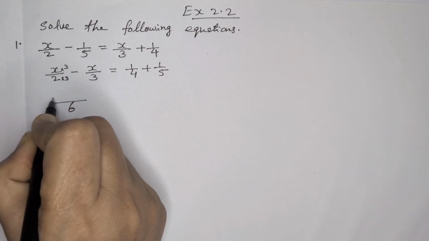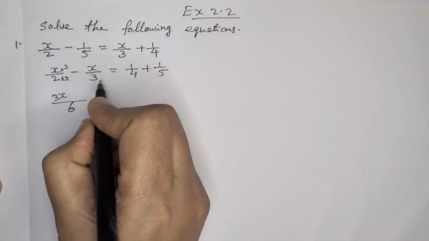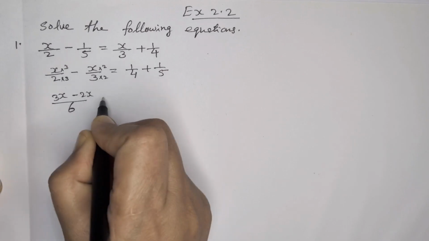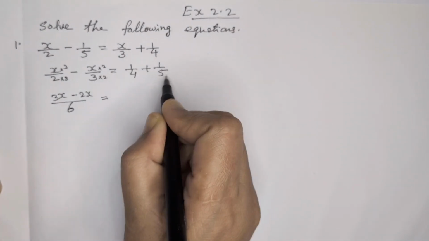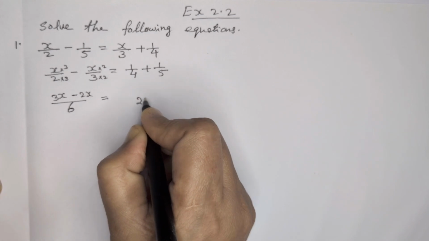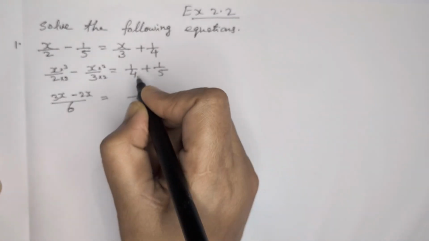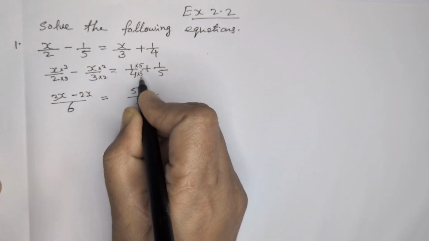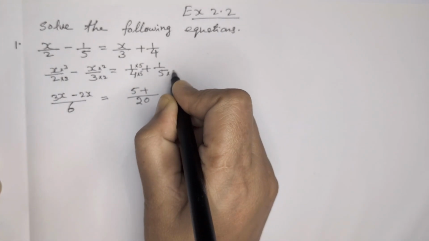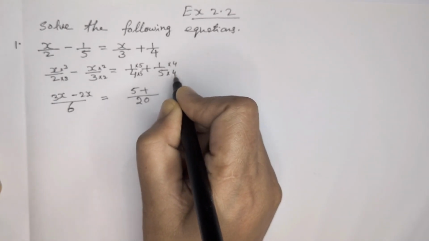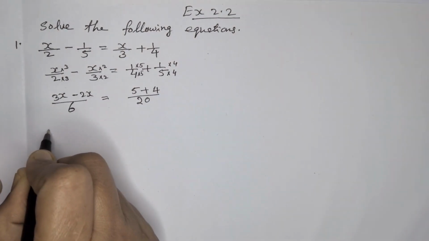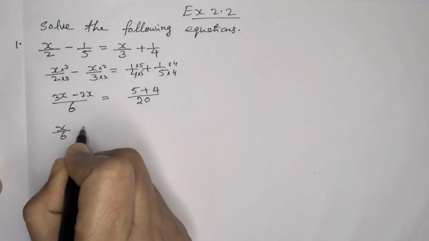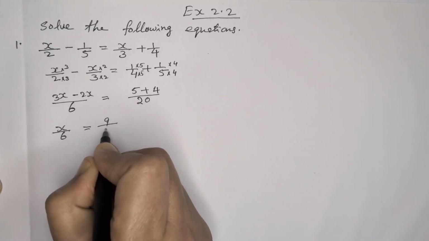So we will get 3x. We got the denominator as 6. Here we have to multiply by 2. Minus 2x is equal to, this side, 4 and 5. So the LCM of 4 and 5 is 20. To make 20, 4 into 5. So 5/20 plus this we have to multiply with 4, so 4/20. Now we are getting 3x minus 2x, that is x. x/6 = 9/20.